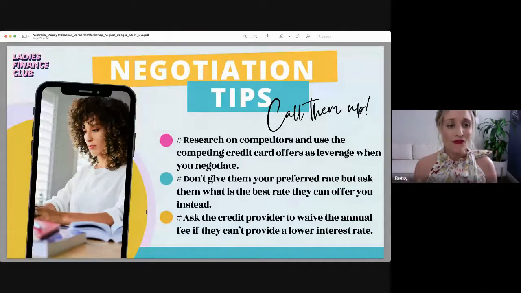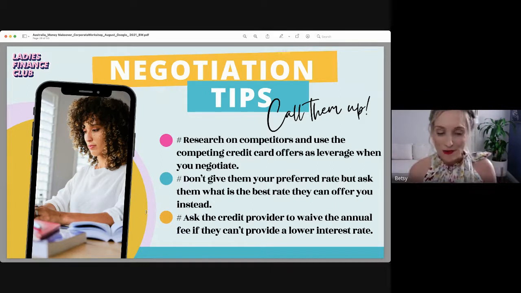Now, if you've got a few different debts, what you can often do is negotiate to get a better rate on them so that you're paying less money in the interim while you're working to pay them off. So a couple of negotiation tips: before you call up your provider, do some research on competitors, know what other people in the market are offering, and then leverage this as a part of your negotiation, asking them to see if they can match it.